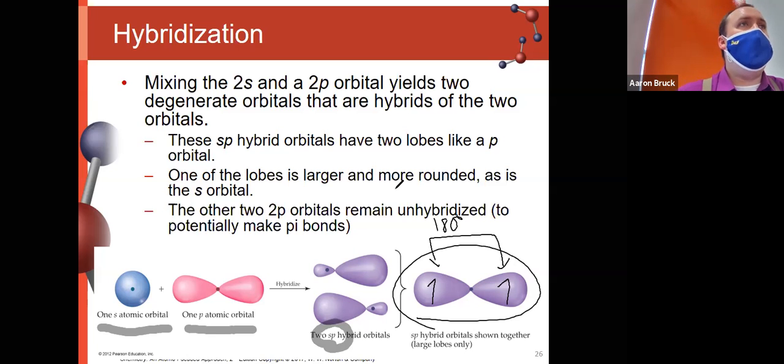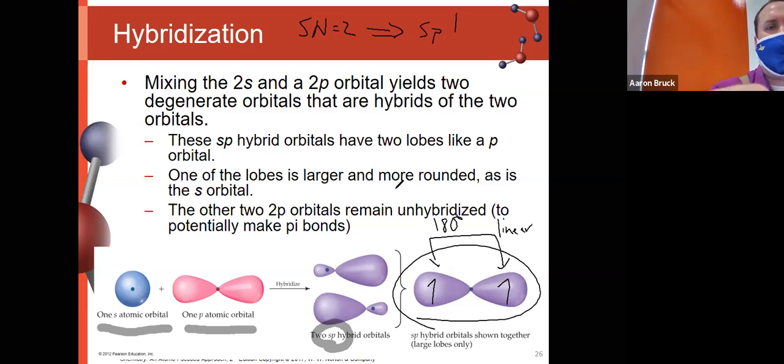Those 2 orbital lobes are 180 degrees apart. The shape we would call linear. And so in this case, if we had a steric number of 2, it would give us sp hybridization as a result. We've already covered this with VSEPR theory. A steric number of 2 gives us a linear shape.